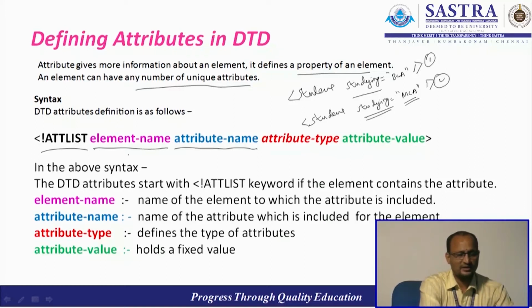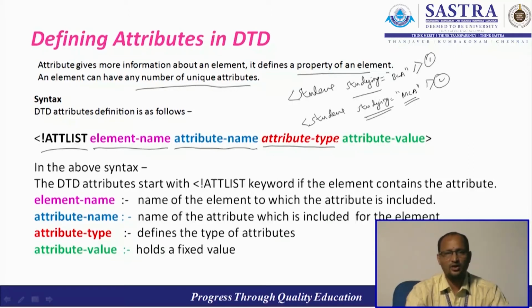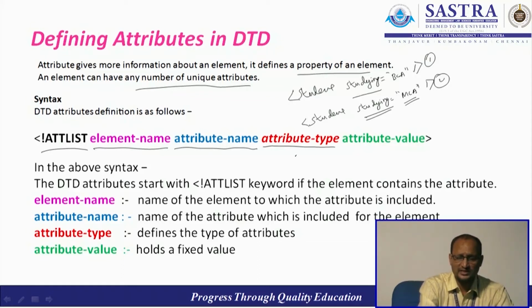So ATTLIST, element name, space, attribute name, space, and then we have to provide the data type. Here it is called the attribute type. That portion we will discuss with CDATA, ENTITY, ID, IDREF, and also NMTOKEN. So this portion, which is called the data type for an attribute, we will discuss later.